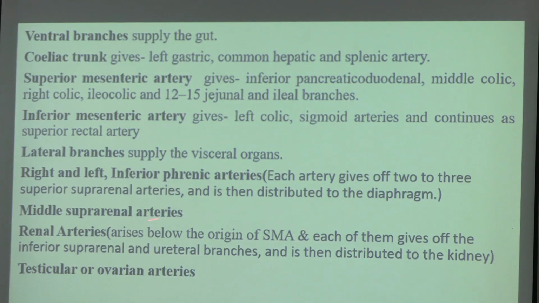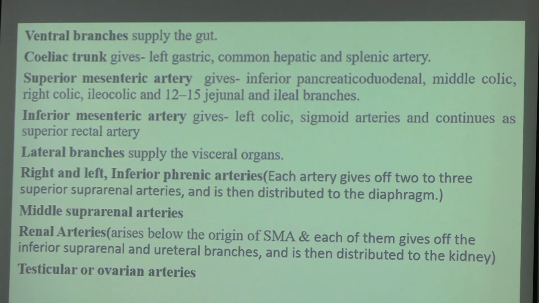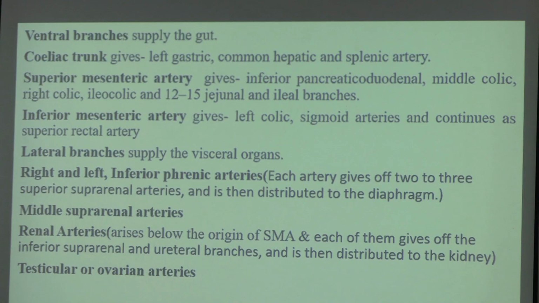Next we have the middle suprarenal arteries. They are very short arteries. They directly supply the suprarenal gland. Next you can see the renal arteries. What do you think, which part will the renal arteries supply? Kidneys, common sense, it will supply the kidneys, right?